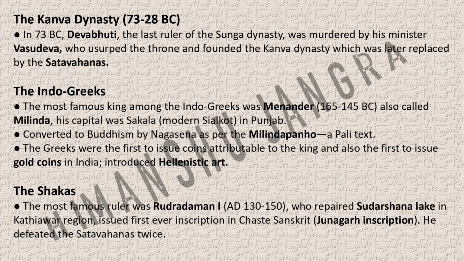The Kanva dynasty, 73 to 28 BC. In 73 BC, Devabhuti, the last ruler of the Sunga dynasty, was murdered by his minister Vasudeva, who usurped the throne and founded the Kanva dynasty, which was later replaced by the Satavahanas.